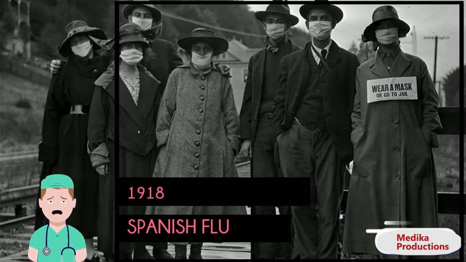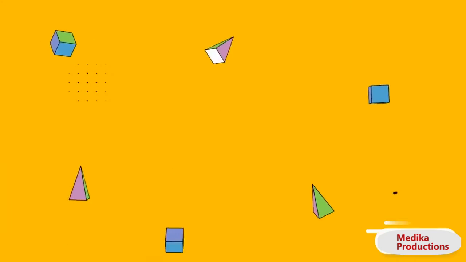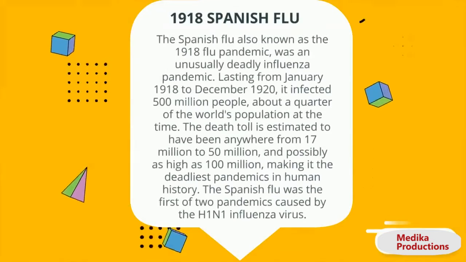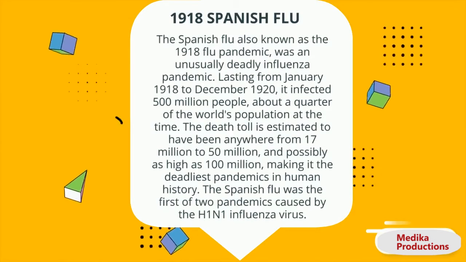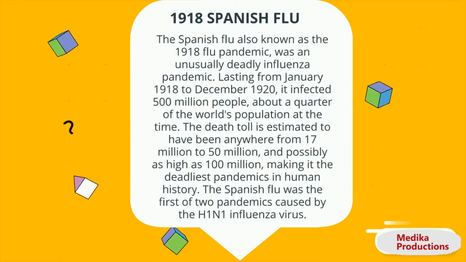The example of the explanation text is about the 1918 Spanish flu. The Spanish flu, also known as the 1918 flu pandemic, was an unusually deadly influenza pandemic, lasting from January 1918 to December 1920.